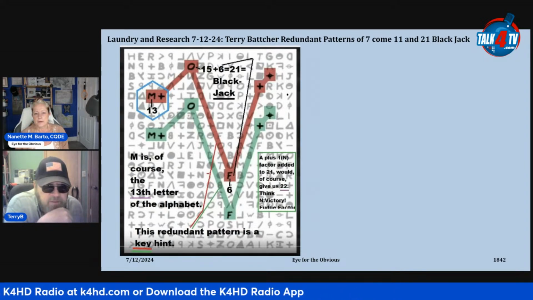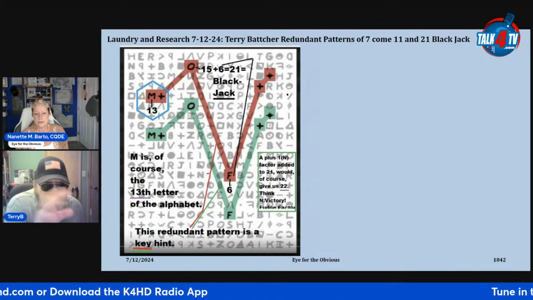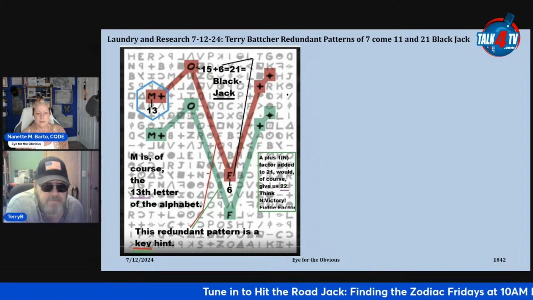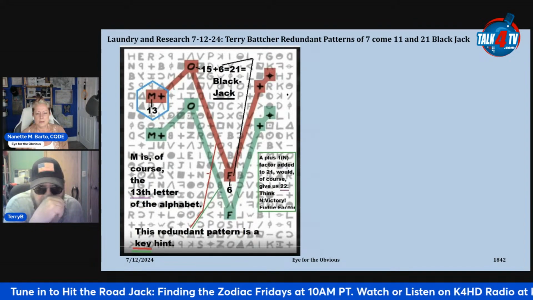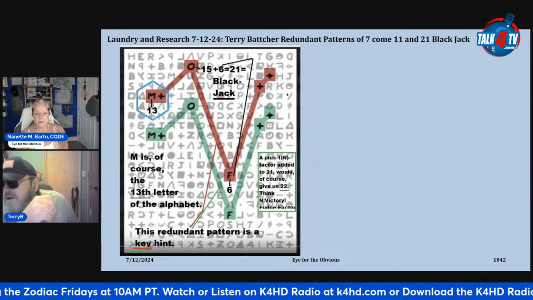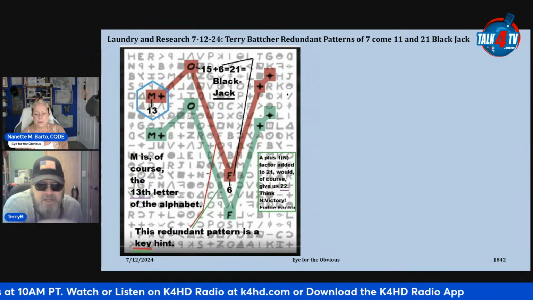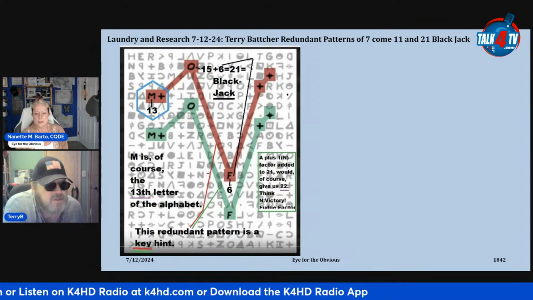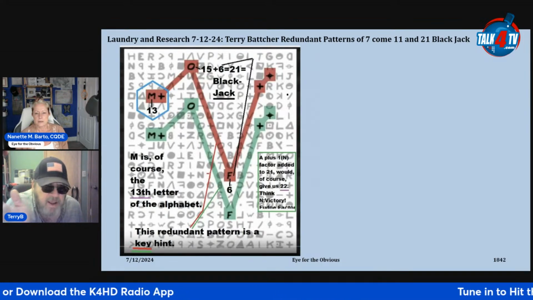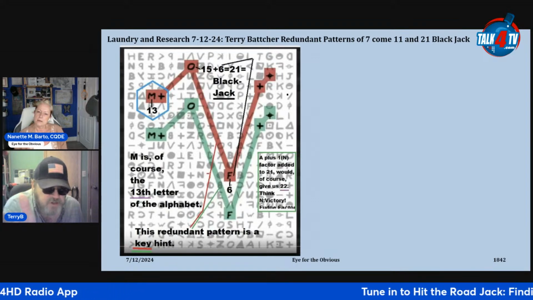M is the 13th letter of the alphabet. This is significant because there's only a couple of these patterns on the Z340. And then the O is the 15th letter of the alphabet. 0 is O, rather. And minus 6 down below on the F, which is the 6th letter of the alphabet, gives you 13. So you get blackjack out of that. Now this is just a superficial thing. This is an observation again, okay?